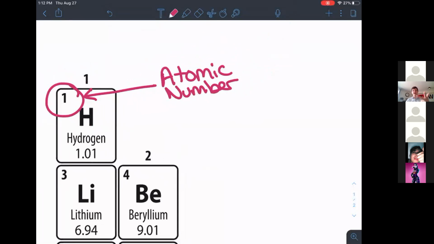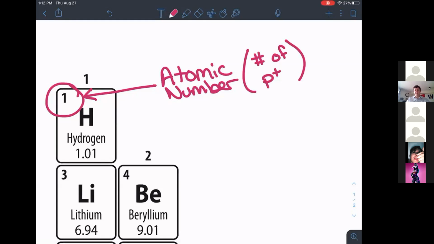Which of the three subatomic particles do you know if you know the atomic number? The protons. This one is our number of protons. This one's going to be the number of protons that we have.